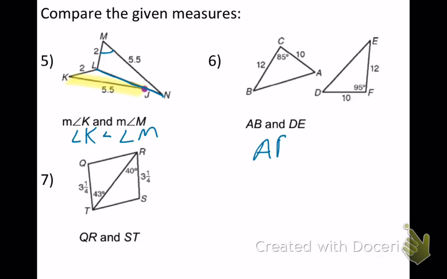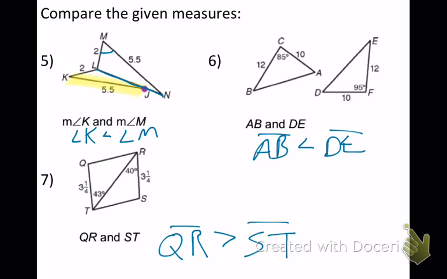AB is less than DE. Good job. Nice job. And last one, number 7, QR and ST. Chris, what are you thinking? ST less than QR. Yep, so QR is greater than ST. Nice job. Okay, again, we're comparing the angles or sides there.